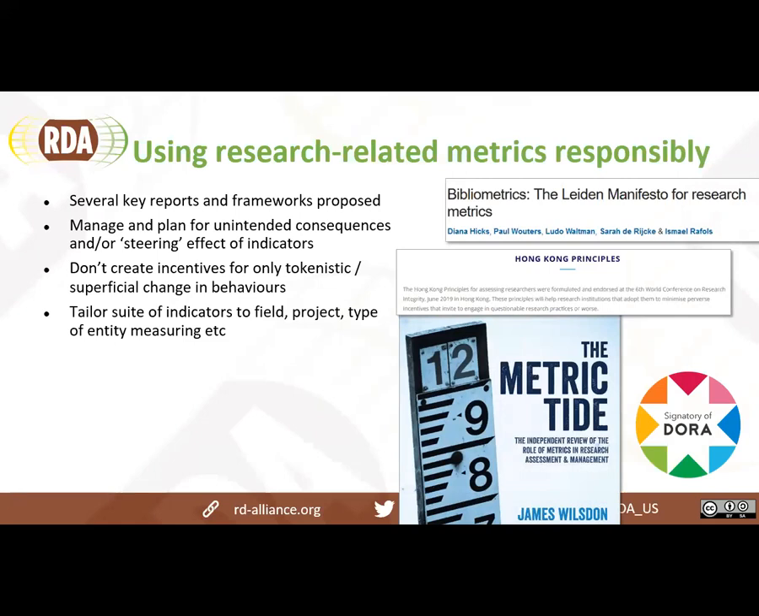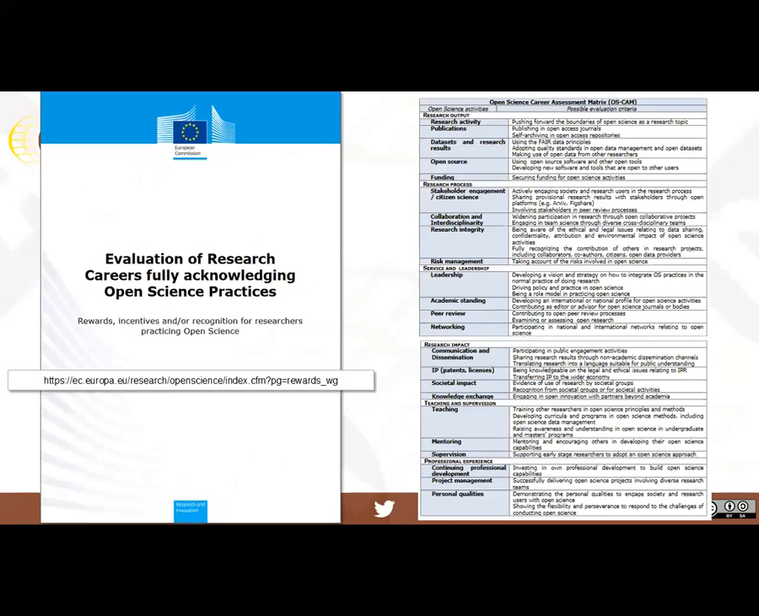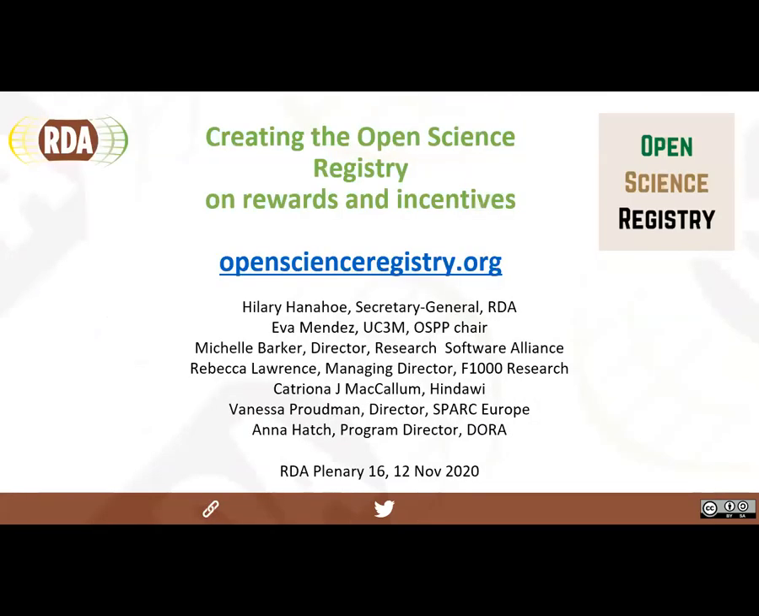And I already mentioned all these reports. Maybe I'll mention one more. The Hong Kong Principles for Research Assessment is also a good document. A working group in the European Commission suggested metrics for evaluating research careers, fully acknowledging open science practices, and they listed different types of open science activities and how they could be evaluated. This report is now being used by a number of universities to adjust their approaches to research assessment and evaluation.